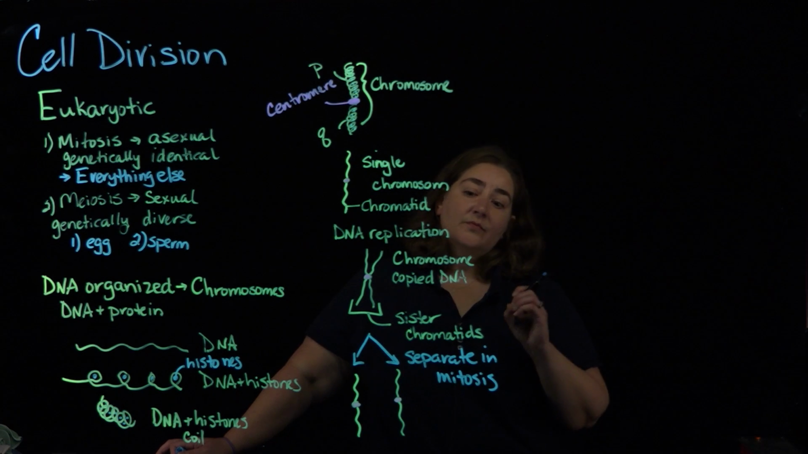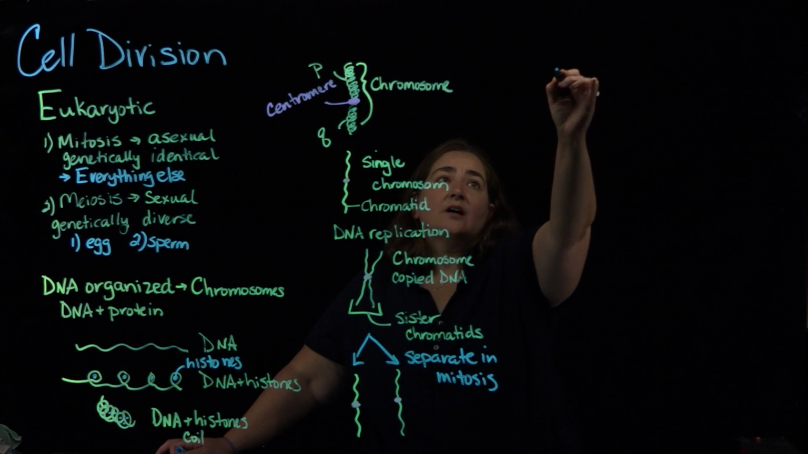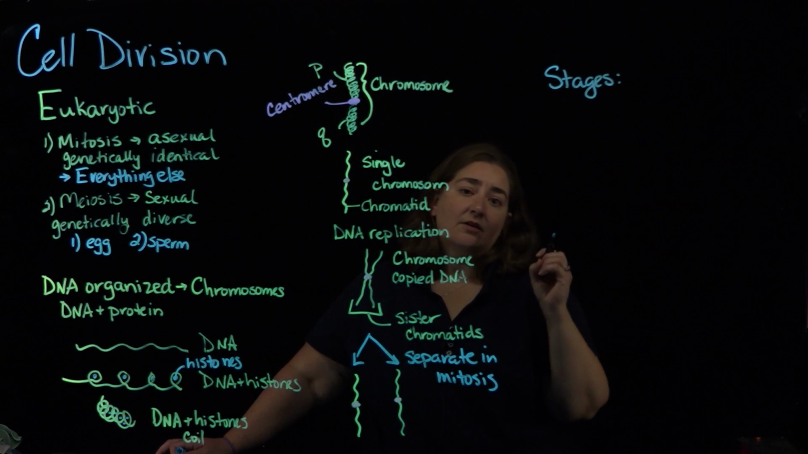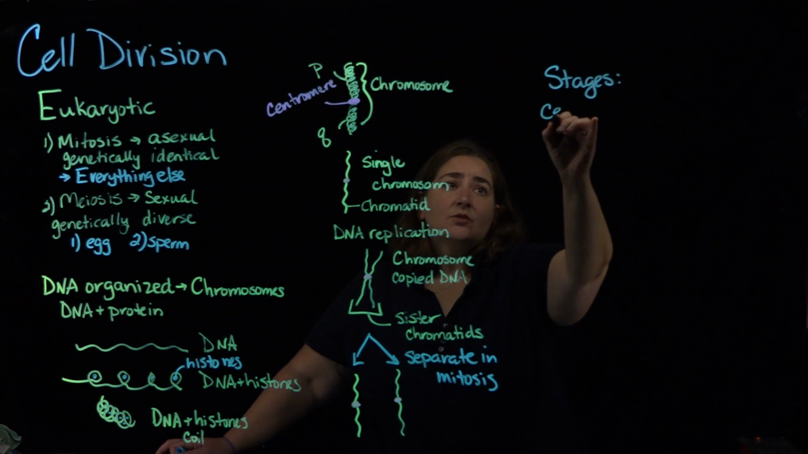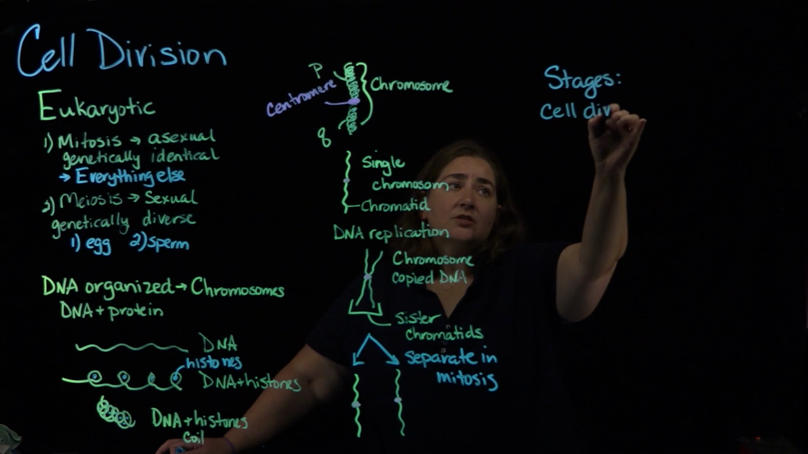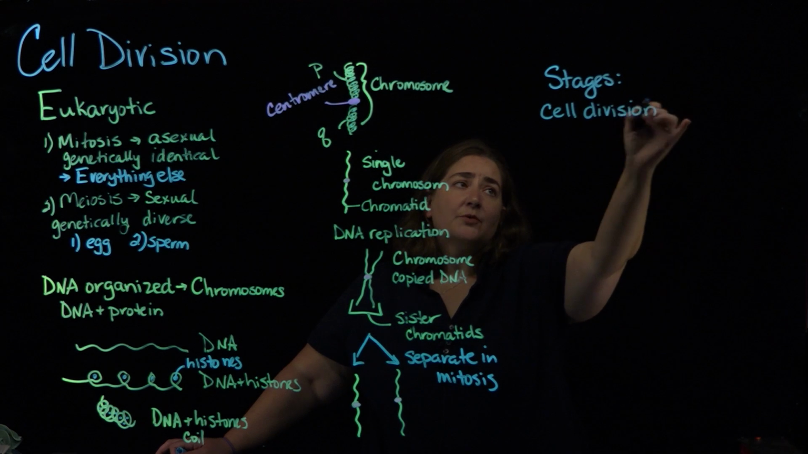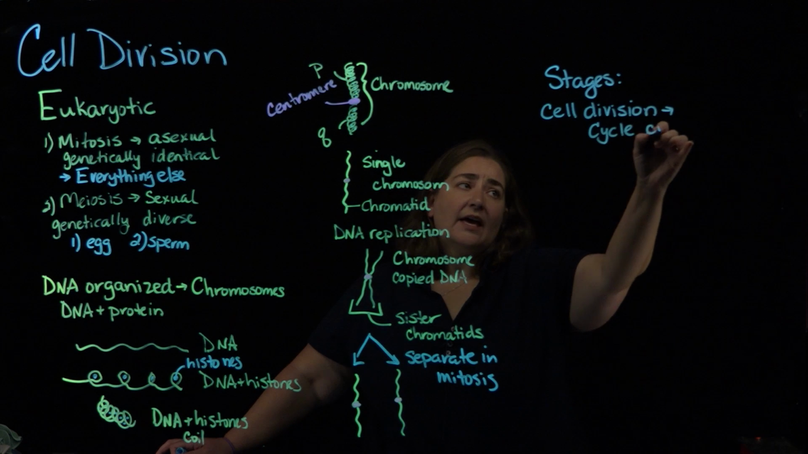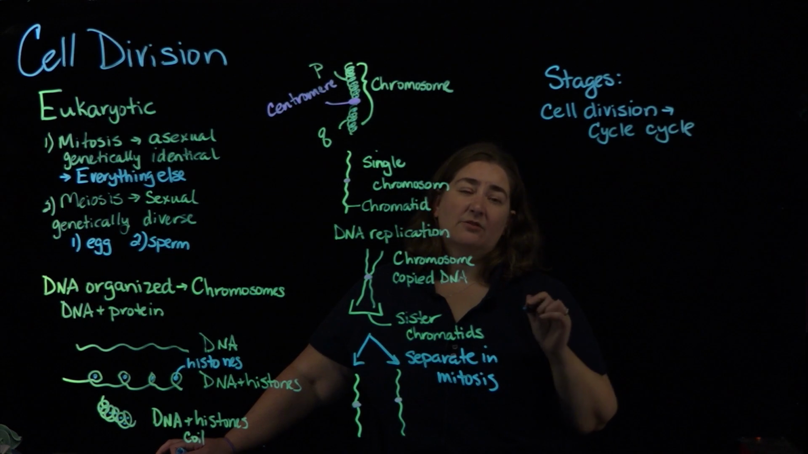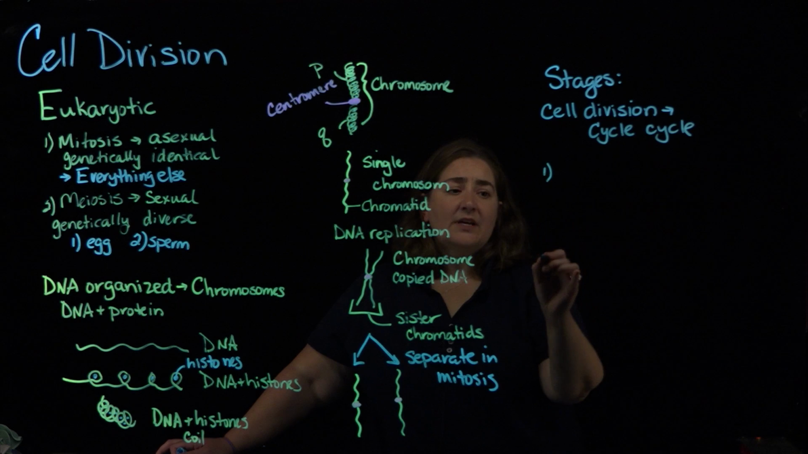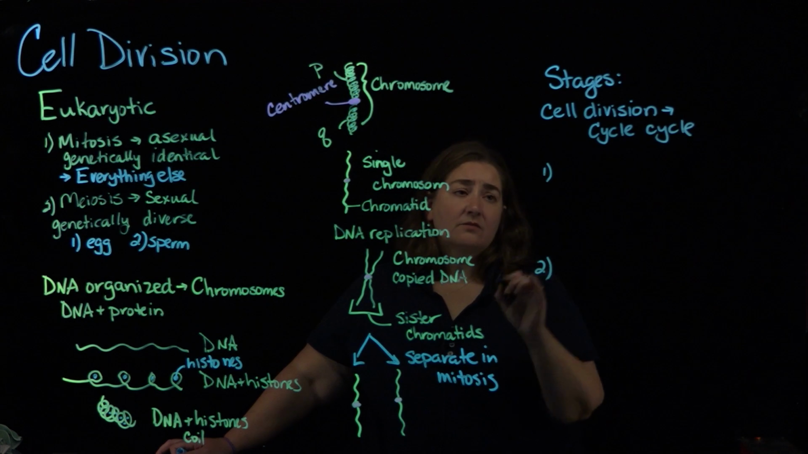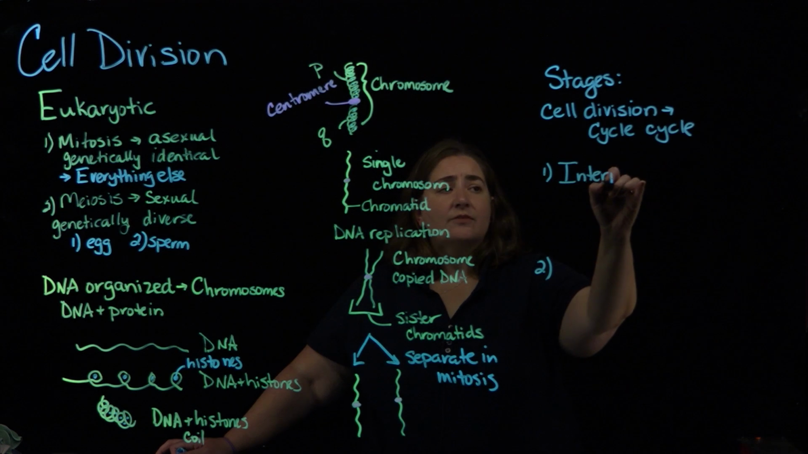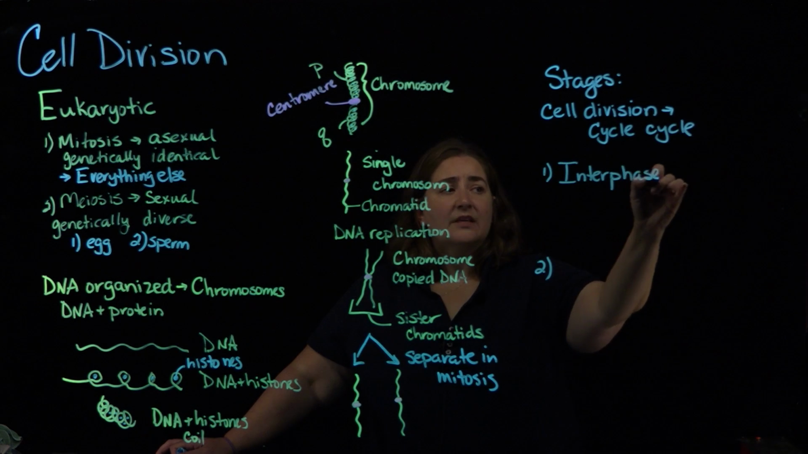All right, so we talked about the chromosomes. I want to real quick go over the stages of cell division. So when we're talking about cell division or cell reproduction, that's very often referred to as the cell cycle, okay? And there are going to be two main steps in the cell cycle. The first one is going to be interphase, okay?